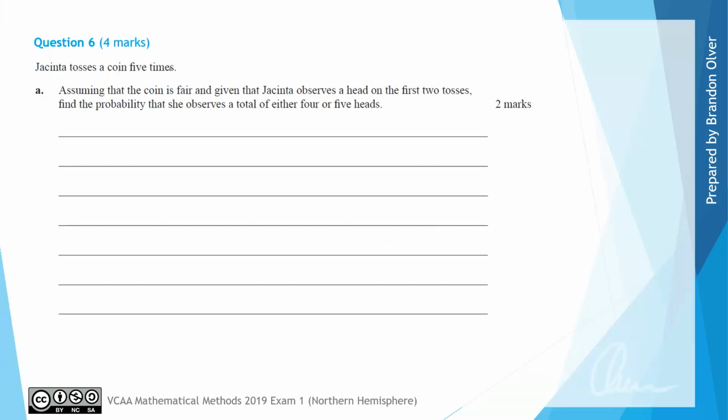For question 6 we're told that Jacinta tosses a coin 5 times. For part A, assuming that the coin is fair and given that Jacinta observes a head on the first 2 tosses, find the probability that she observes a total of either 4 or 5 heads. So to obtain a total of either 4 or 5 heads, when we know the first 2 tosses were already heads, then we know that we need 2 or 3 more heads from the remaining 3 tosses.